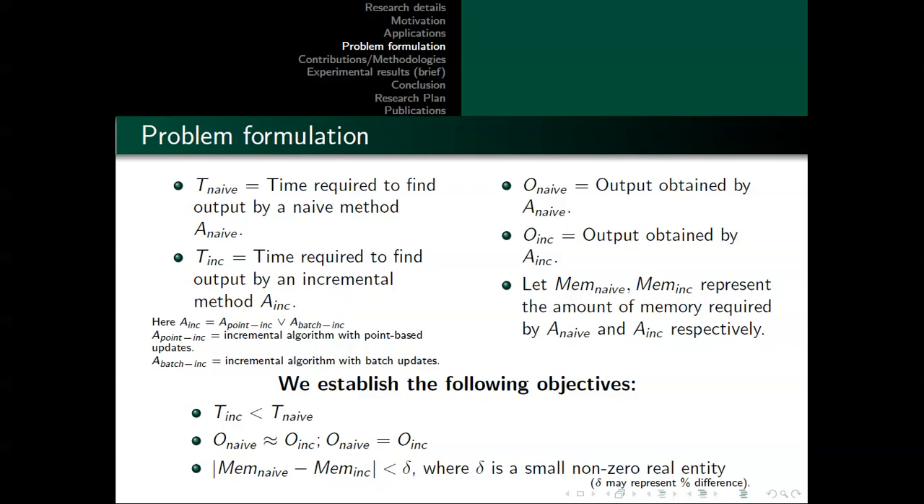Let the memory notations be mem_naive and mem_inc, produced by the corresponding algorithms. So we desire to establish the following objectives, which is that the time taken by the incremental method is less than the time taken by the naive method, and the outputs might be approximately equal or they might be exactly identical to the naive method. This is the output produced by the incremental method.